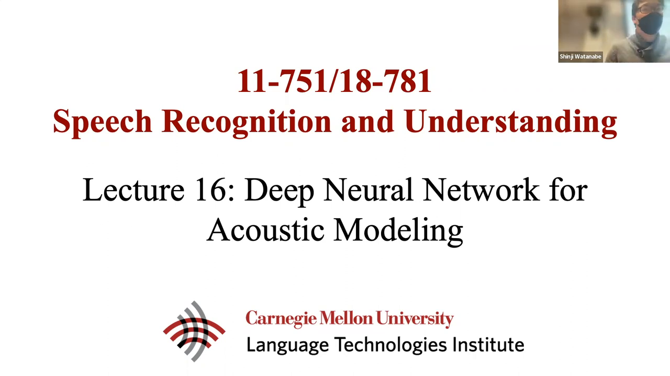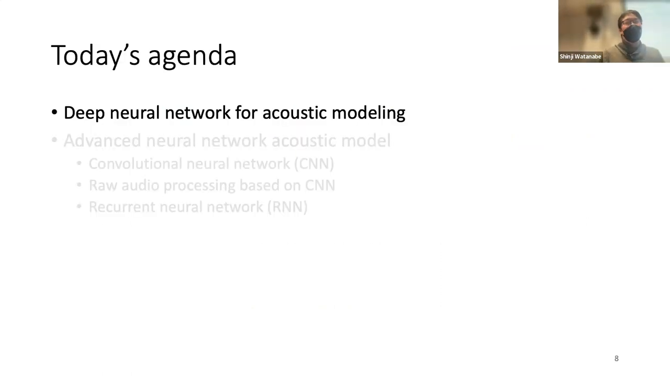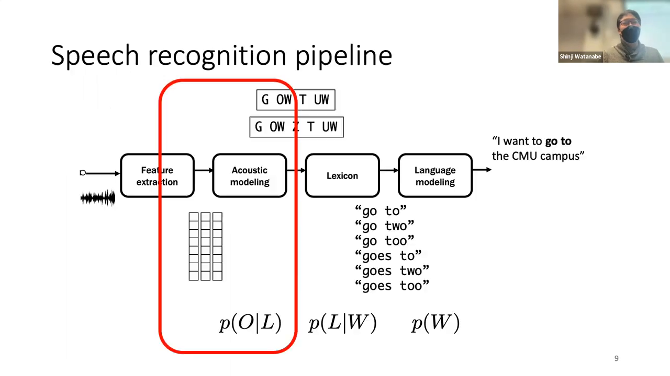Today, I will talk about a deep neural network for acoustic modeling. Since it says acoustic modeling, we are still in the acoustic modeling part. By the way, I intentionally include a feature expression a little bit. I will explain that part later.